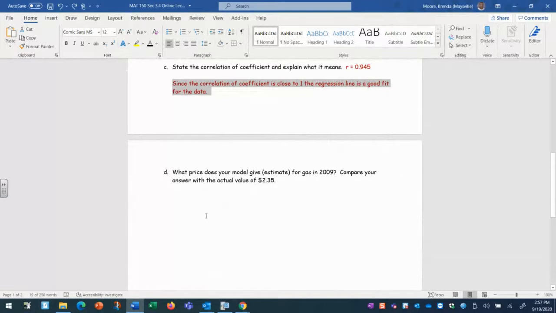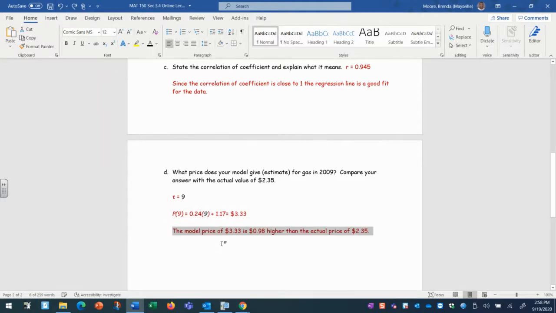What price does your model give for gas in 2009? Well, 2009 is 9 years after year 2000, so my T is 9. To find this estimate, I take this 9, I substitute it into my regression equation, and I get $3.33, which is higher than the actual value. If I write, the model price of $3.33 is 98 cents higher than the actual price of $2.35. When you write your sentence, include details.